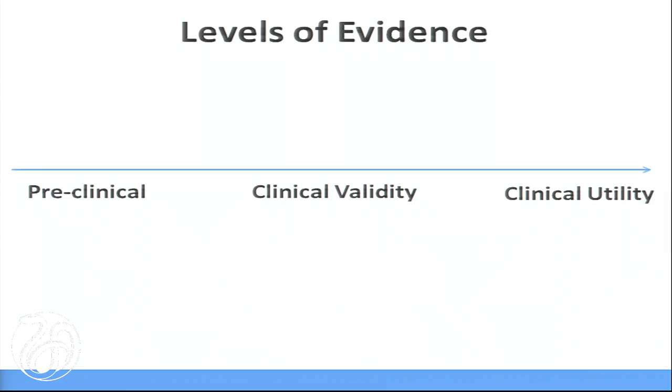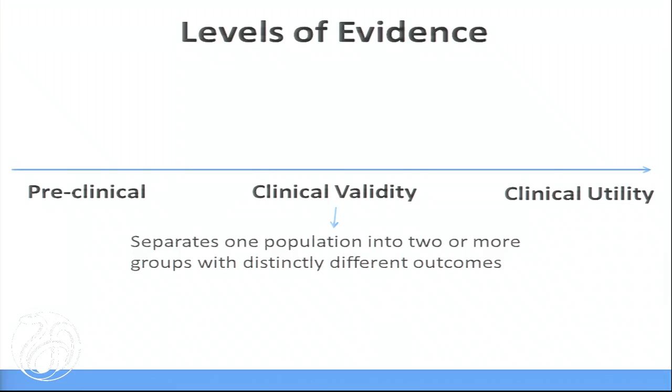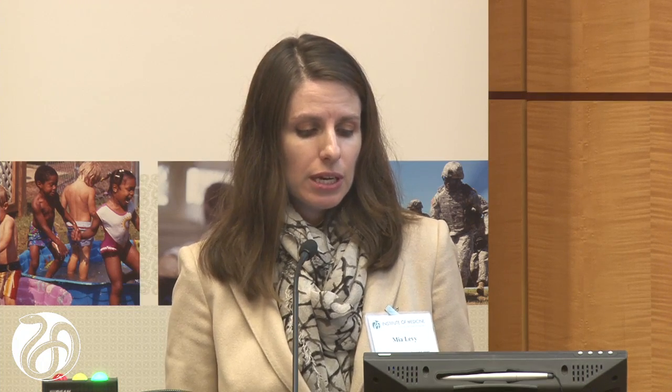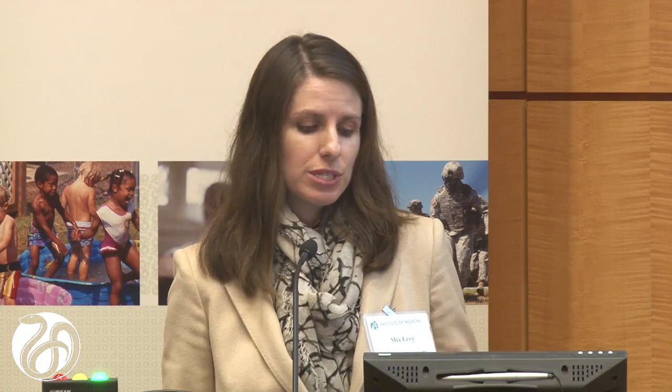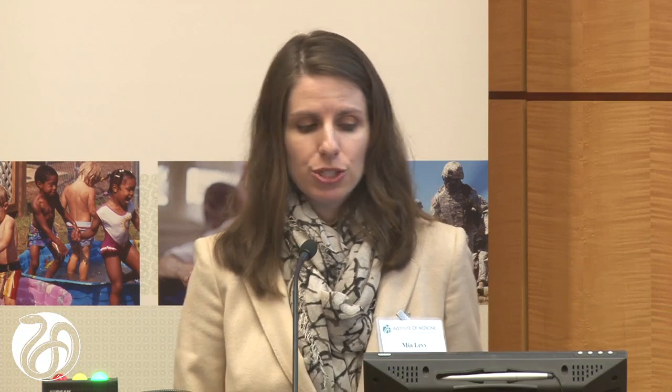On top of it all, there are variable levels of evidence for each of these biomarkers that we're testing, ranging all the way from only preclinical data to information that has clinical validity and that which has clinical utility. I believe this is going to be discussed in more extent later today, where clinical validity separates one population into two or more groups with distinctly different outcomes, but that doesn't necessarily mean that you treat them any differently. It just shows that they are different from one another, whereas clinical utility, that information can now be incorporated into a standard of care clinical decision that may have a prognostic or therapeutic implication.